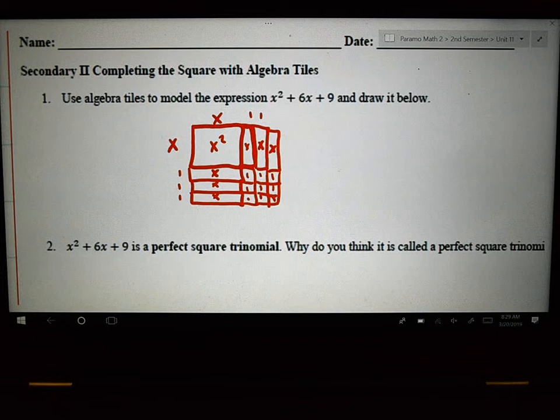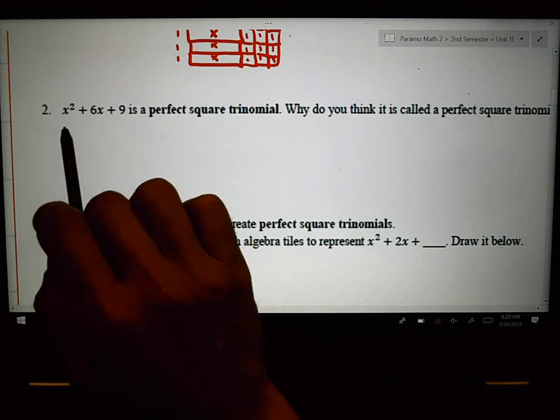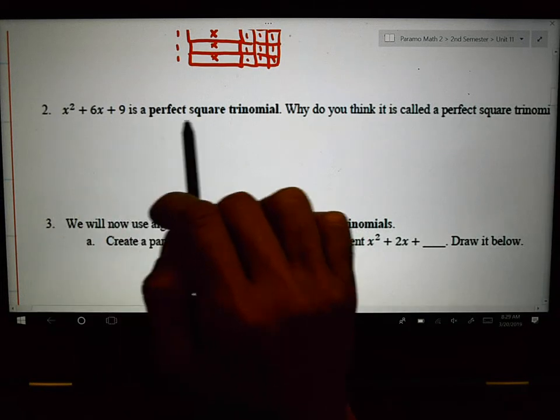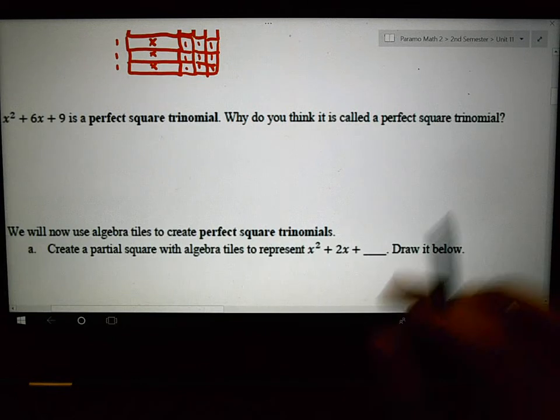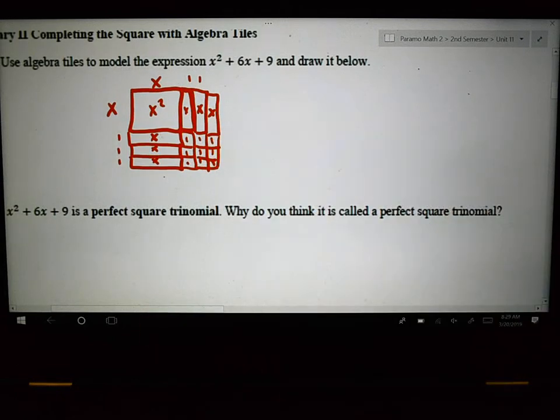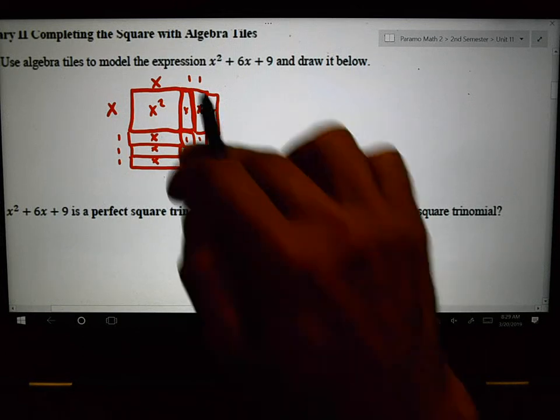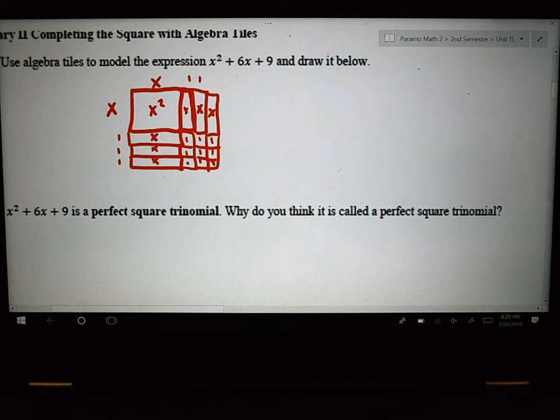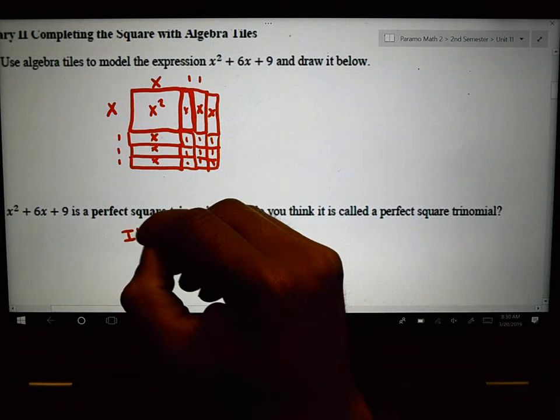Now that you actually know what this is supposed to look like, number 2 says, x squared plus 6x plus 9 is called a perfect square trinomial. Why do you think it's called a perfect square trinomial? I bet you can answer that question. Whatever you think the answer is, write it down on your piece of paper. Why do you think that is called a perfect square trinomial? It's a very easy answer. I'm going to put, it makes a perfect square.